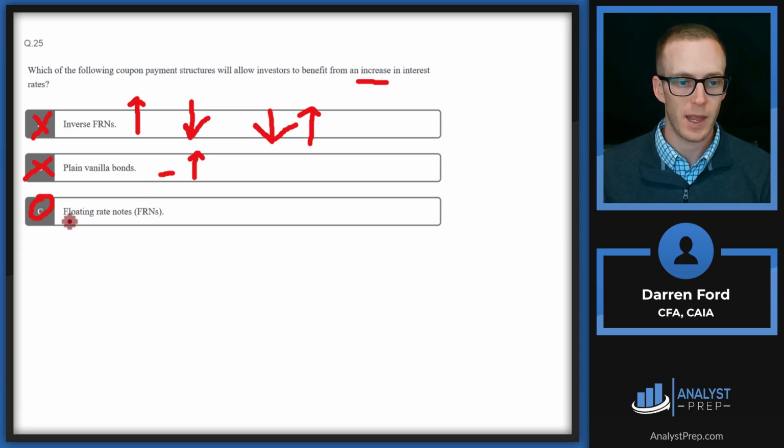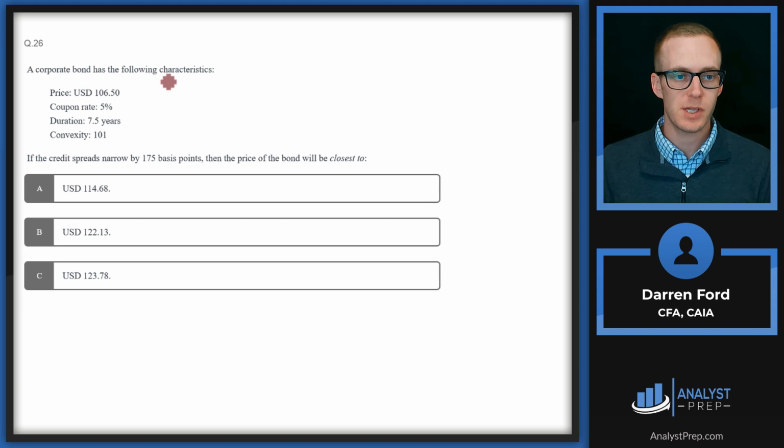Floating rate notes are going to float with interest rates. So if rates go up, their coupons are also going to go up since the coupons are priced as some spread above a reference rate. So it might be a spread of 2% over SOFR. So if SOFR goes up, that spread is going to stay the same above that amount. Answer C.